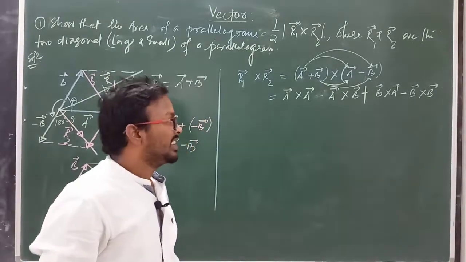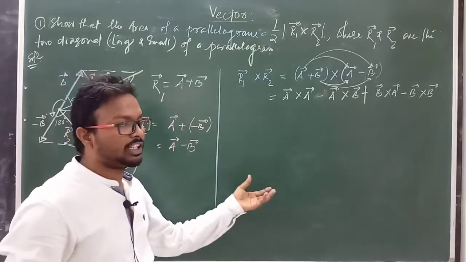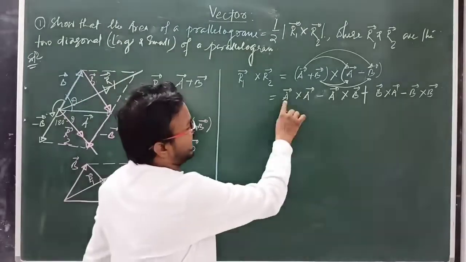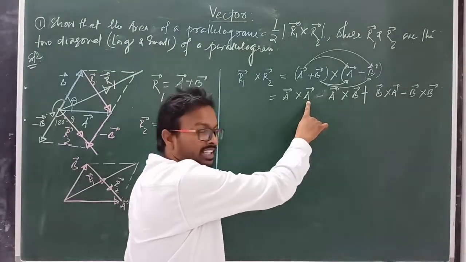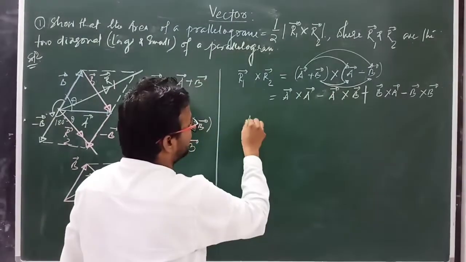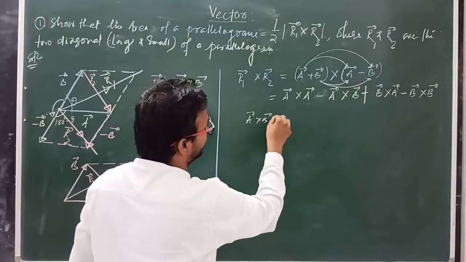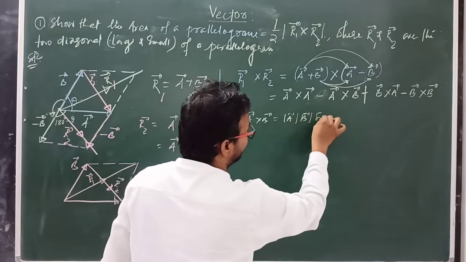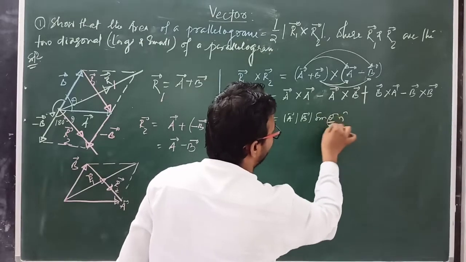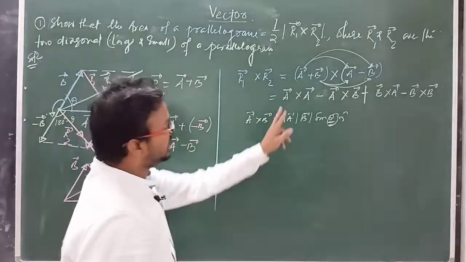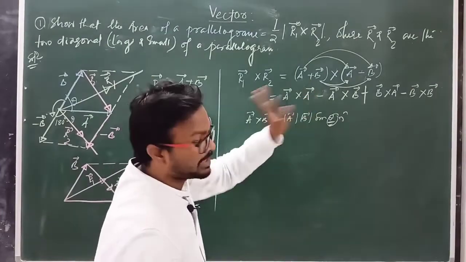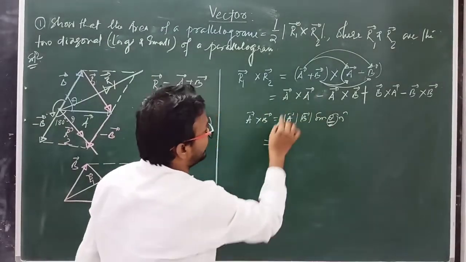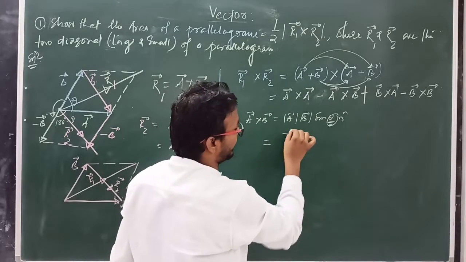So what is a cross a vector? We already know that in the cross product of two vectors, if one vector is A and another vector is A, then the angle between the two vectors is 0. Using the formula A cross B vector equals magnitude of A, magnitude of B into sin theta n cap: what is theta? Theta is the angle between the two vectors, but here A vector and A vector are in the same direction, so this angle is 0, meaning the total term will be 0.